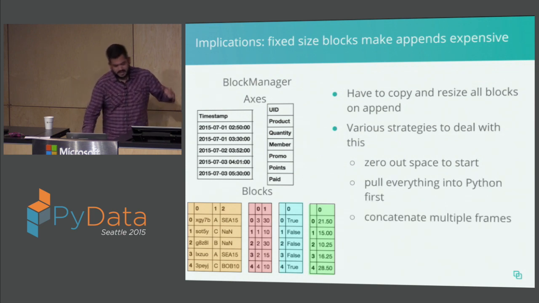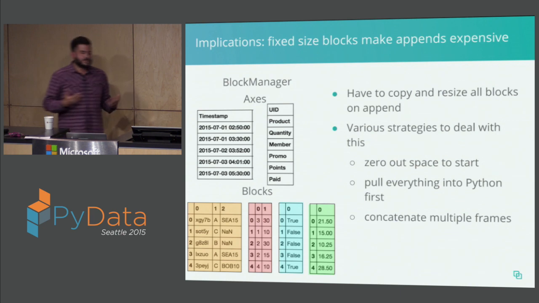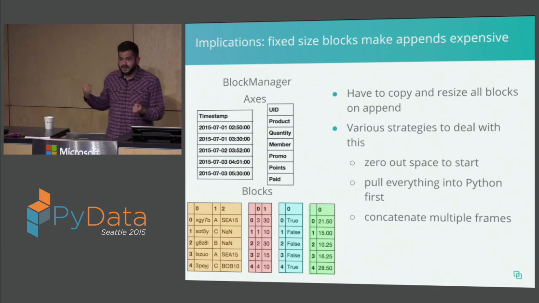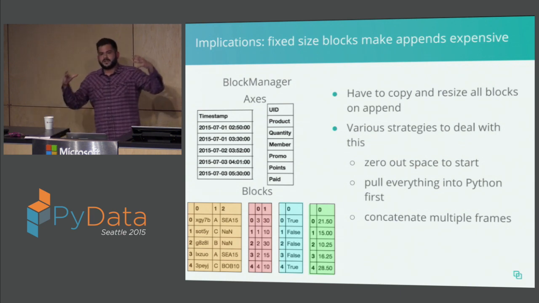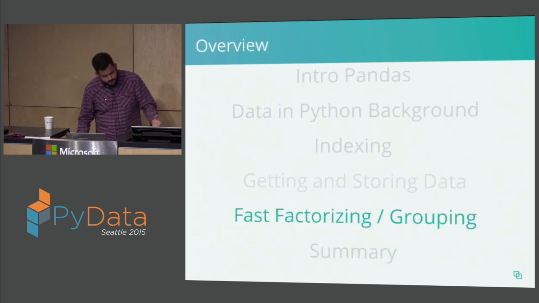So there are ways to deal with it. You can pre-allocate memory yourself, so zero out spaces to start with, or you can pull everything out into Python, or you can just build up a bunch of individual frames and then concatenate them so you only suffer a copy once.